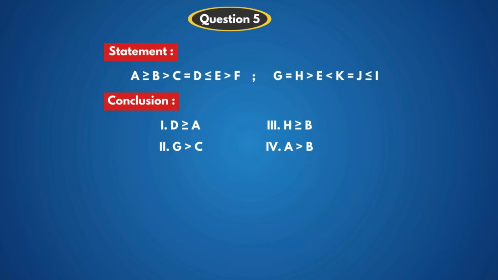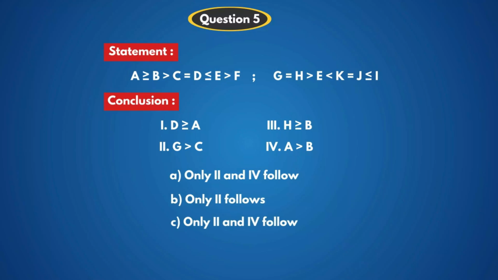Options are option A. Only 2 and 4 follow. Option B. Only 2 follows. Option C. Only 2 and 4 follow. Option D. Only 3 and 4 follow. And option E. None of these.